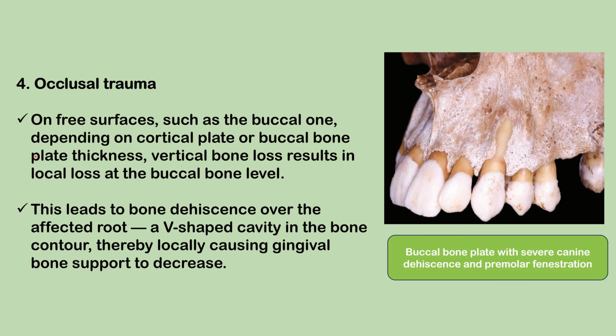The fourth cause is occlusal trauma. On free surfaces such as the buccal one, depending on the cortical plate or buccal bone plate thickness, vertical bone loss results in local loss at the buccal bone level. This leads to bone dehiscence over the affected root, which is a V-shaped cavity in the bone contour, locally causing gingival bone support to decrease and presenting as gingival recession. This diagram represents a buccal bone plate with severe canine dehiscence and premolar fenestration.